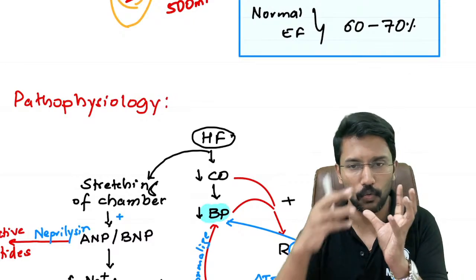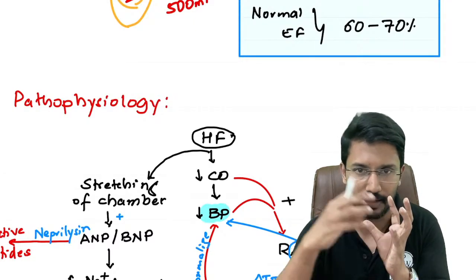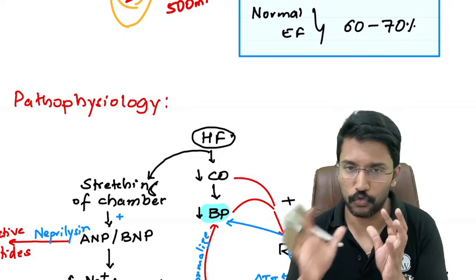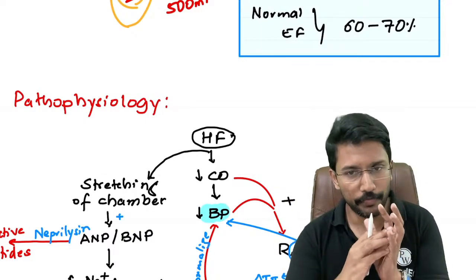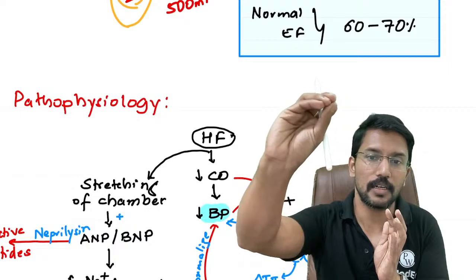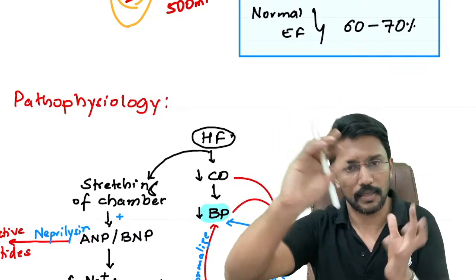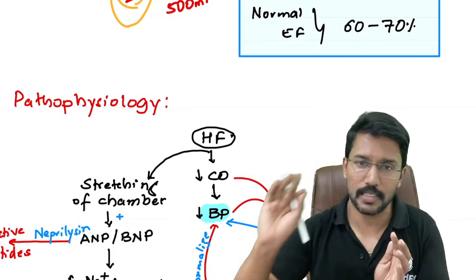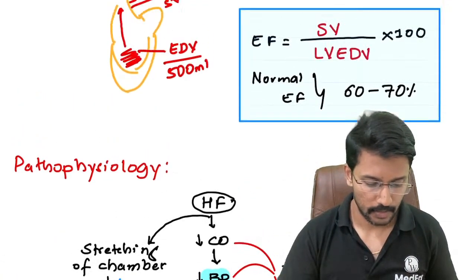So at the end of diastole, whatever quantity of blood is there in the left ventricle is the end diastolic volume, which is also called preload, right? Out of which, the percentage of blood that gets ejected as stroke volume is the ejection fraction. If I eject 60% of it, the ejection fraction is 60%. If I eject 70% of it, the ejection fraction is 70%.